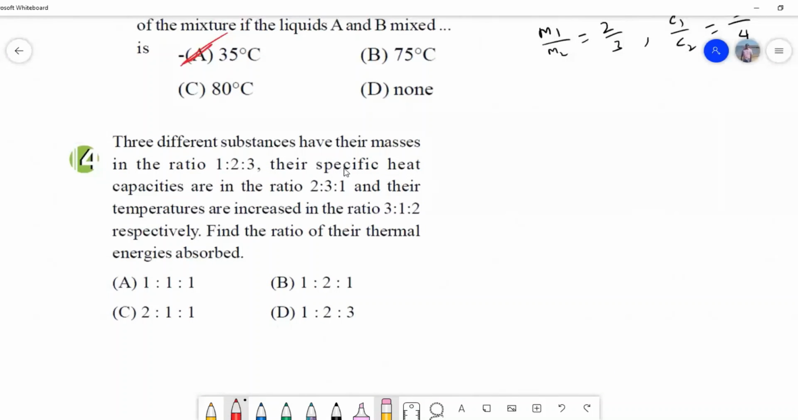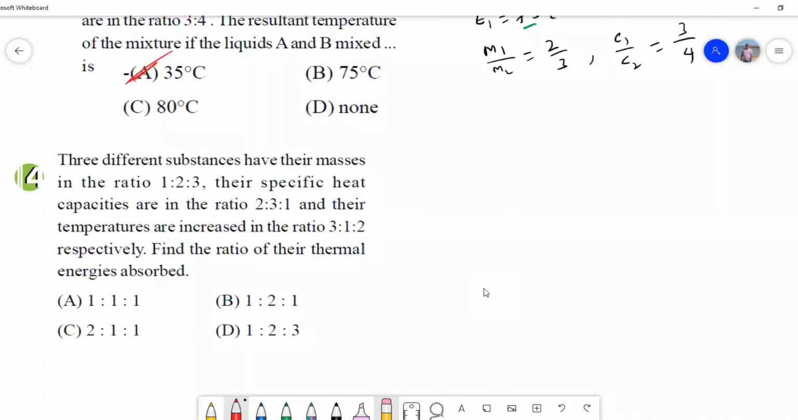Three different substances have the masses in the ratio. So given that m1 is to m2 is to m3 is 1 is to 2 is to 3. Specific heats are given, c1 is to c2 is to c3 is 2 is to 3 is to 1. And their temperatures increase in the ratio ΔT1 is to ΔT2 is to ΔT3 is 3 is to 1 is to 2. Then what you're supposed to find? Find the ratio of thermal energies absorbed.